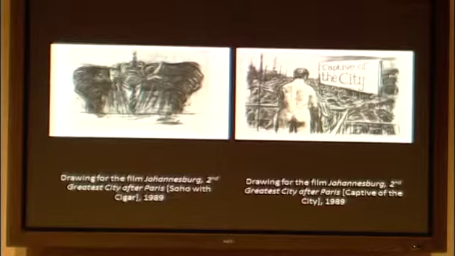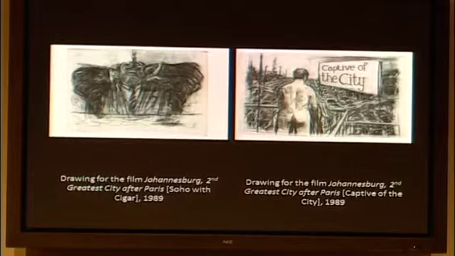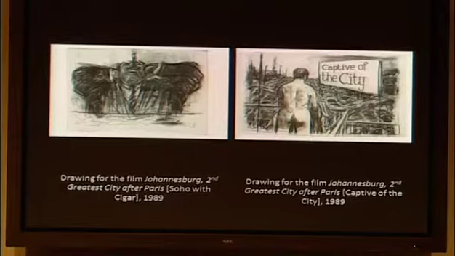And the poet is always naked and naked to the world and so forth. And Soho is always dressed in that pinstripe suit, no matter what the occasion. So these are two images from the first film in that series, which has that wonderful title you see, Johannesburg, Second Greatest City After Paris. And it's not simply a playful title.